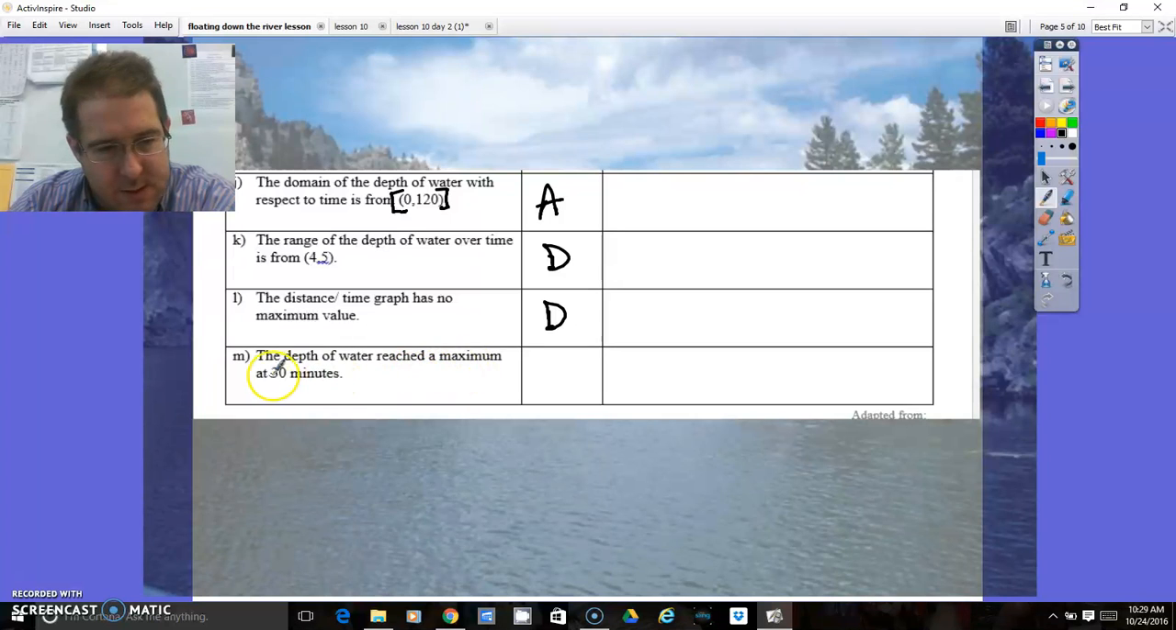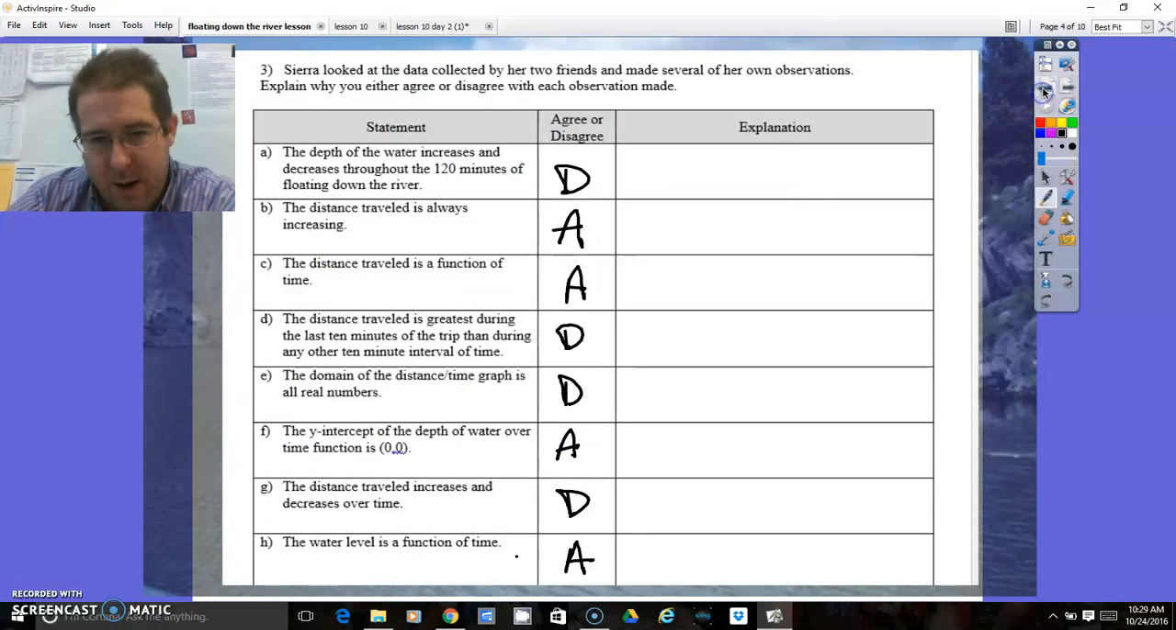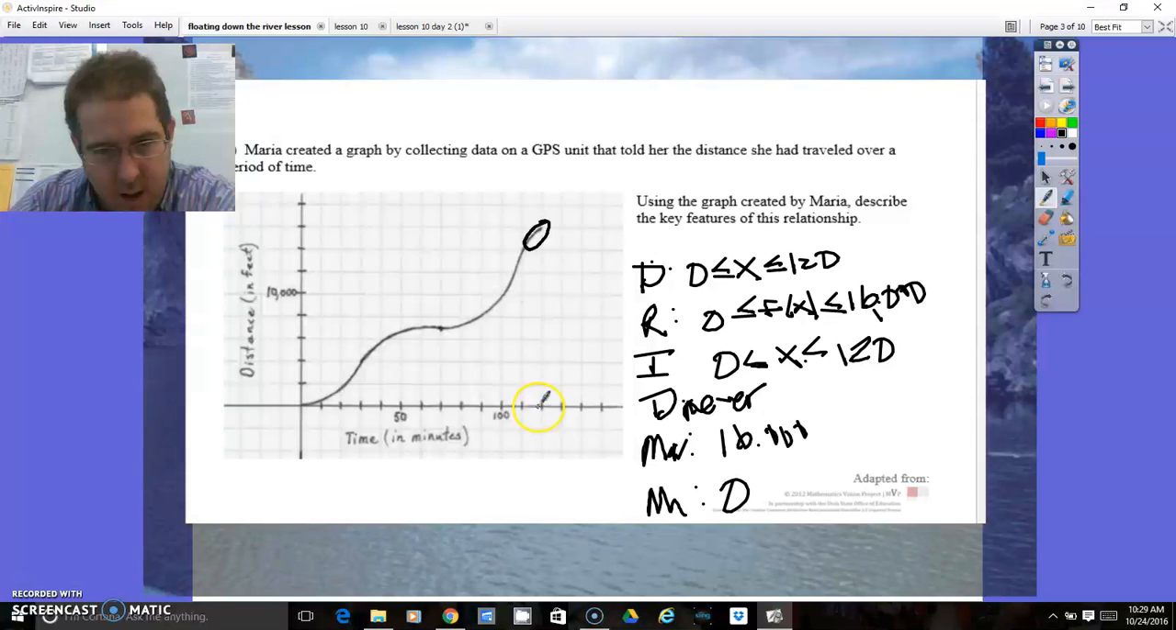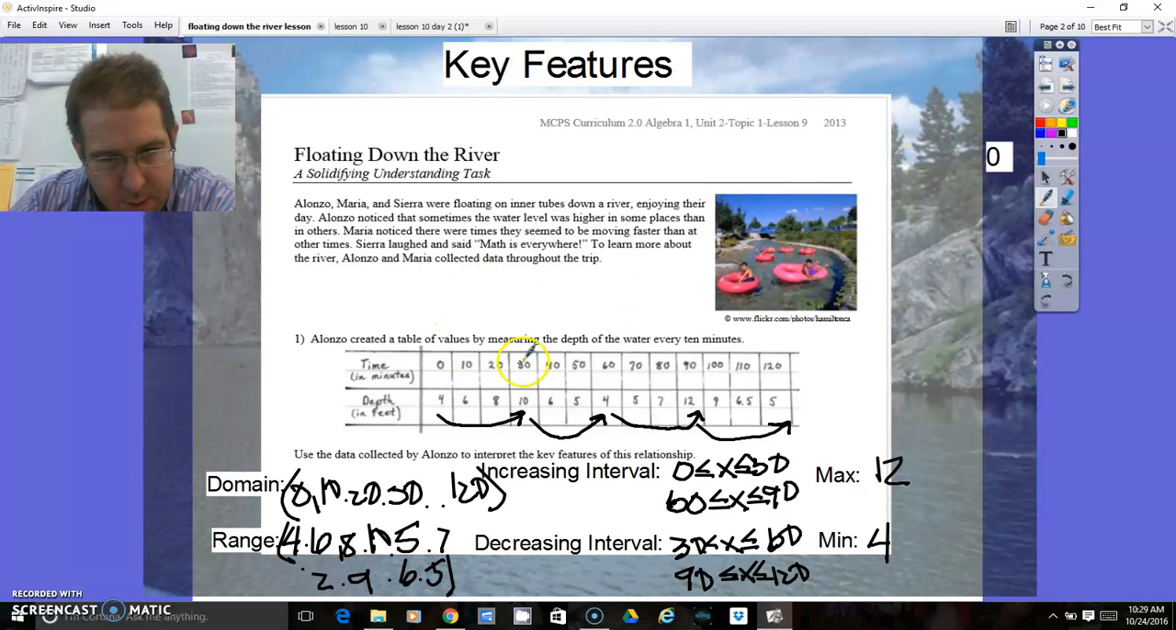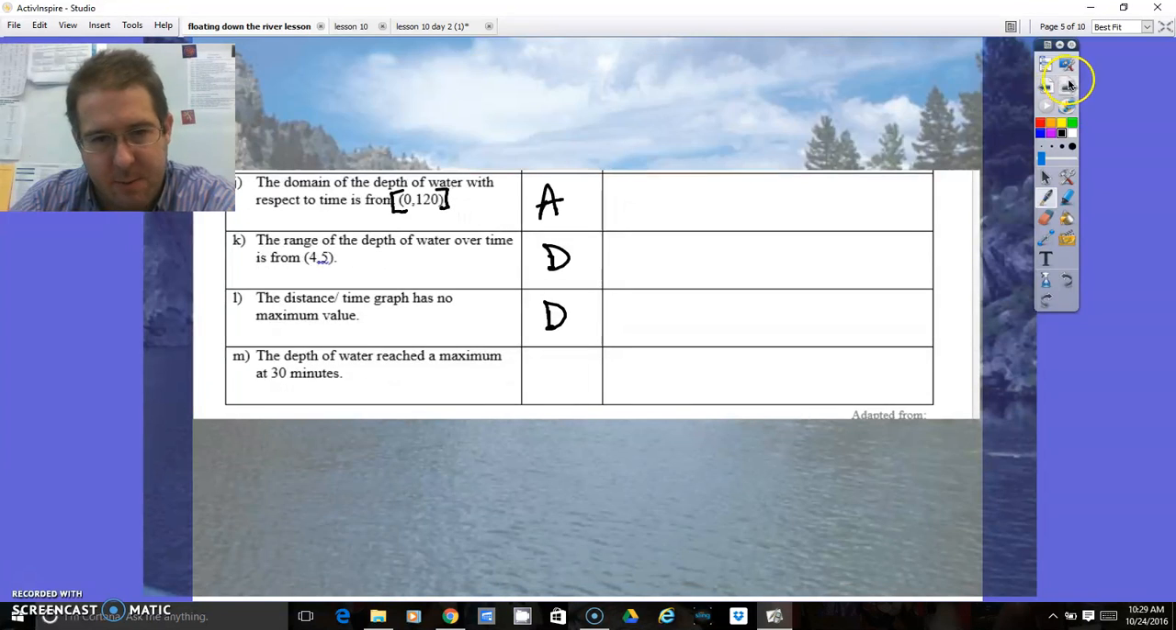The depth of the water reached a maximum at 30 minutes. No, it actually reached a maximum height at 120 minutes. Oh, wait, a maximum height. I need to go back to the table. 30 minutes? No, 90 minutes. It took 90 minutes for it to reach its maximum height.